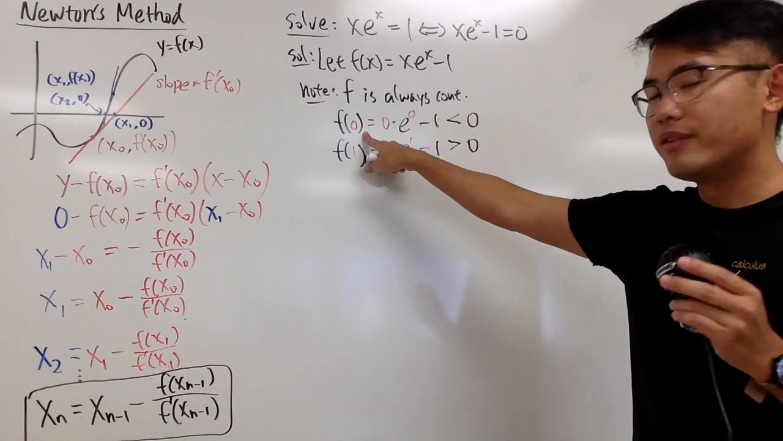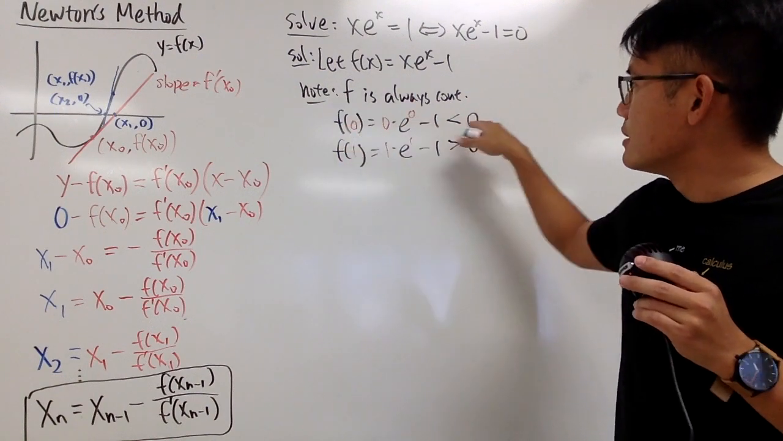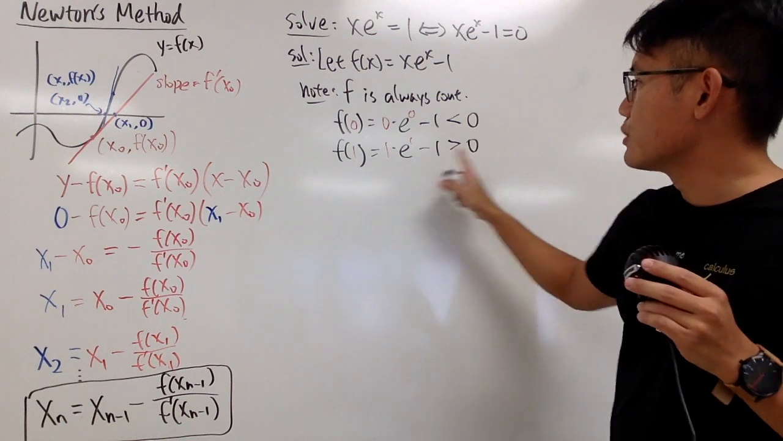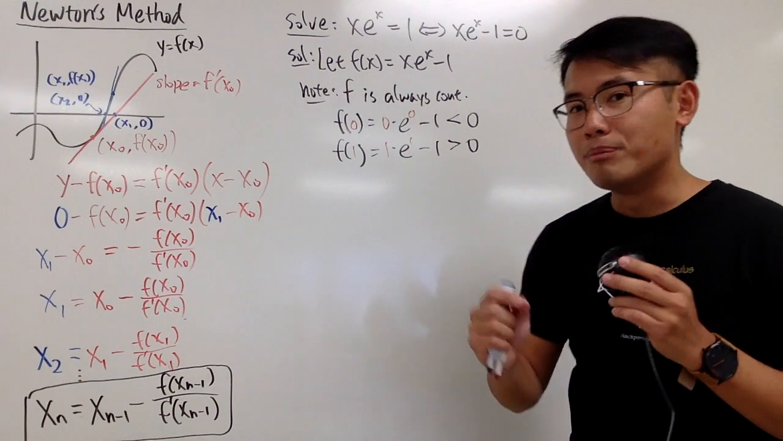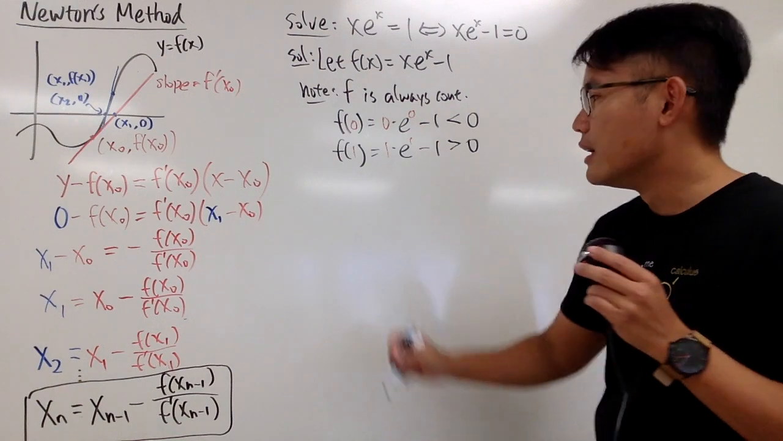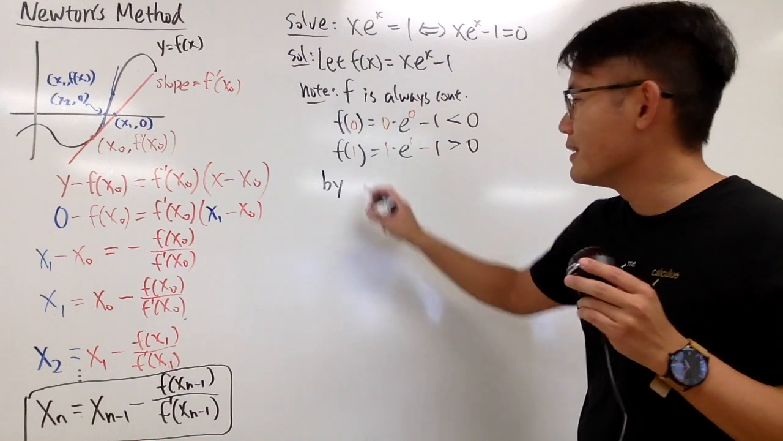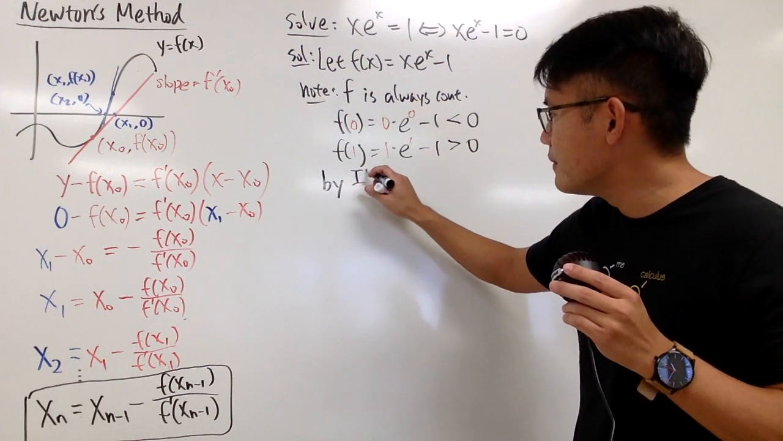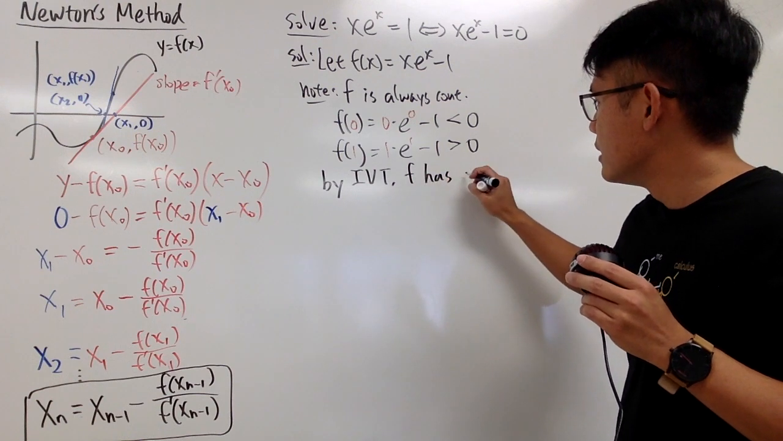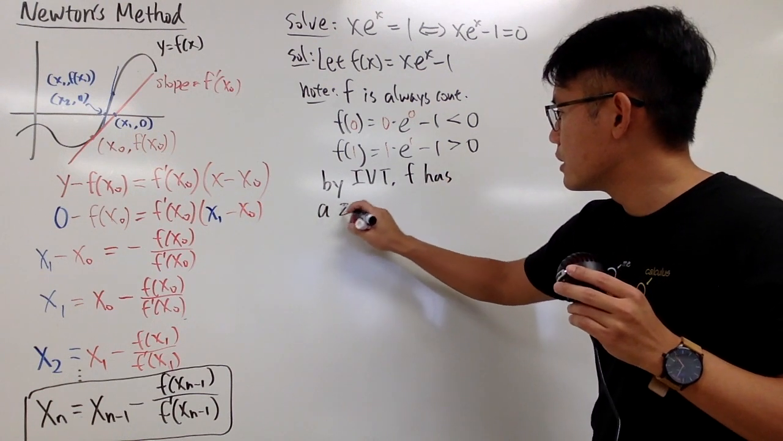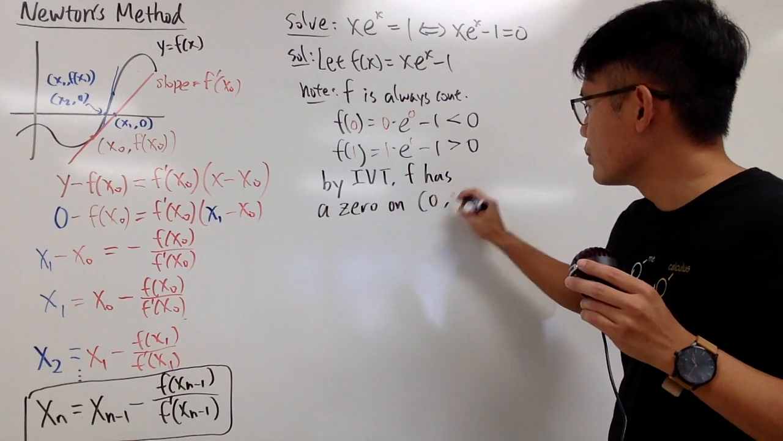The left endpoint of the function f, on the left-hand side right here, is less than 0, and then the right endpoint is greater than 0. That means somewhere in between 0 and 1, we must cross 0, right? So by the intermediate value theorem, f has a 0 on the interval 0 to 1.